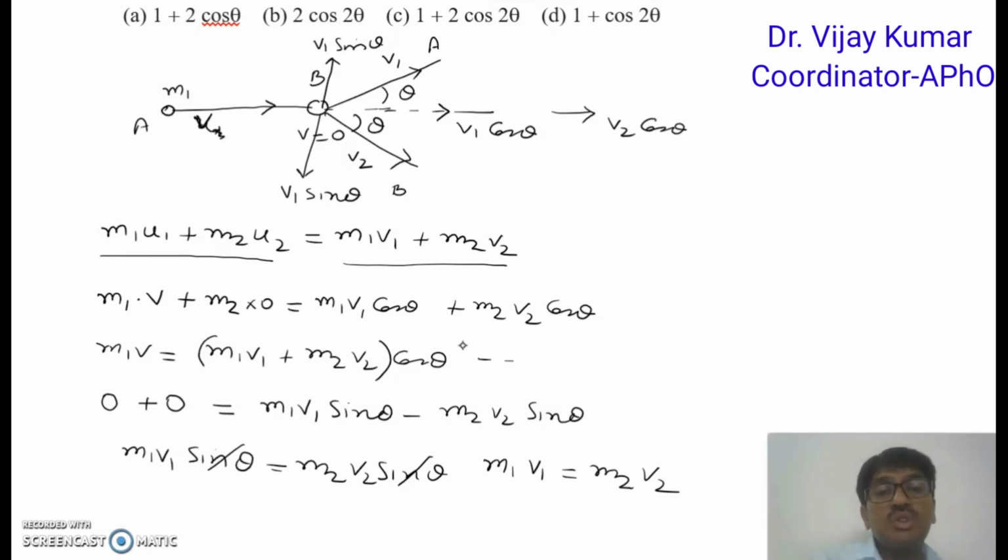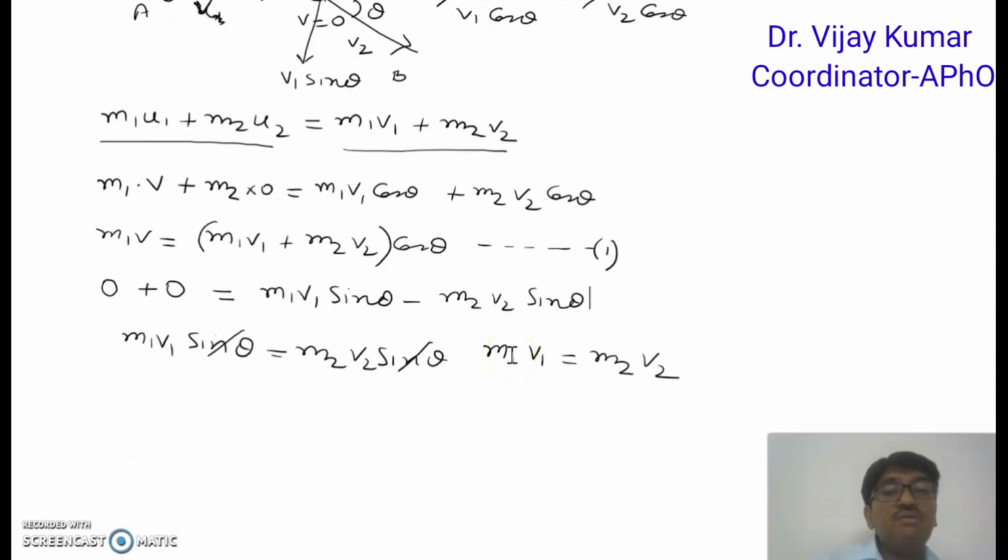So in the first equation, m1 v equals m1 v1 plus m2 v2, and since m1 v1 and m2 v2 are both equal, it is twice m1 v1 cos theta. So m1 v equals twice m1 v1 cos theta, m1 cancels out, and it becomes v equal to 2 v1 cos theta.